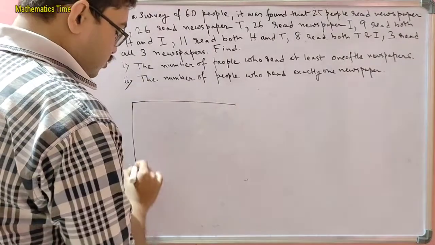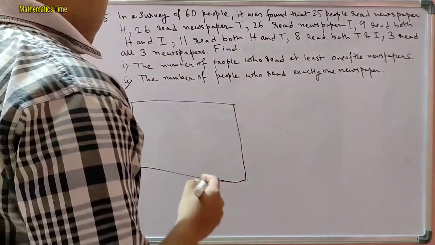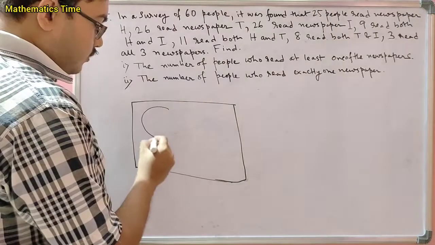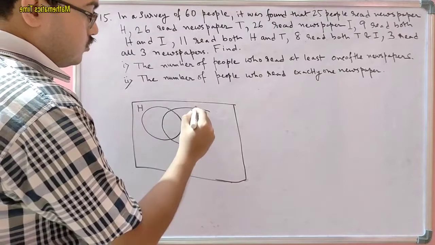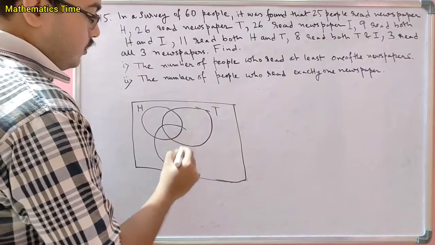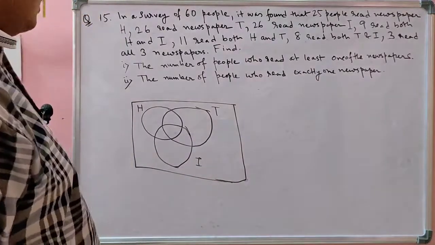First we will use a Venn diagram, then we will use formulas to solve this. First, the easy method, the Venn diagram. This is newspaper H, this is newspaper T, and this is newspaper I.